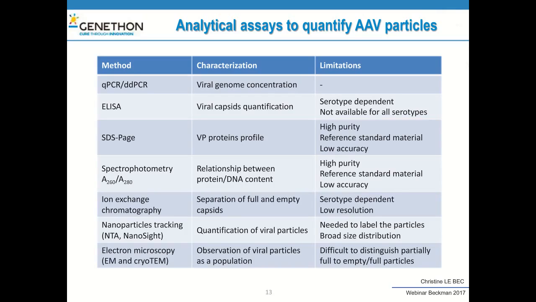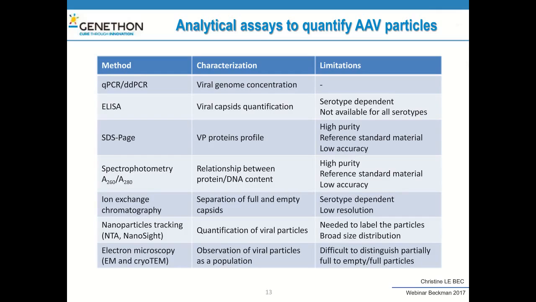By HPLC, you can make a separation of full and empty capsids. This has been published by other labs for AAV2 and AAV8. But this is serotype dependent, this is transgene dependent, and it gives you a low resolution. So from this method you can have not a separation, but mostly a quantification of the total particles.